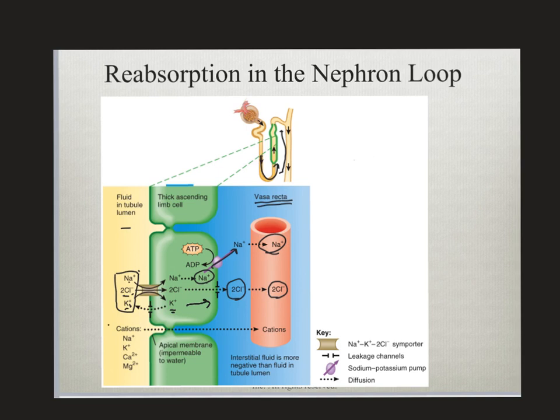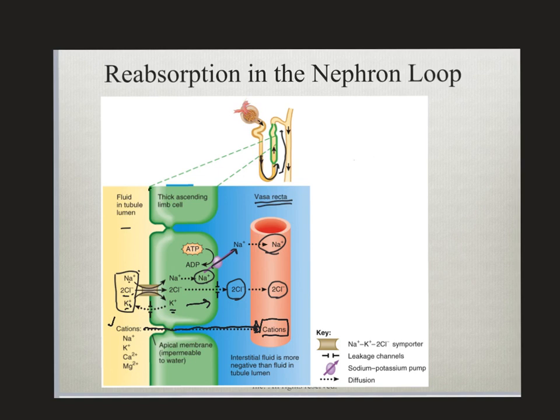That brings us to our next step down here, our cations. We are going to move some cations with simple diffusion, and we're going to take sodium, potassium, calcium, and magnesium, and we're going to simply move them. So all that excess potassium, calcium, magnesium, and sodium is going to move right into that vasa recta.